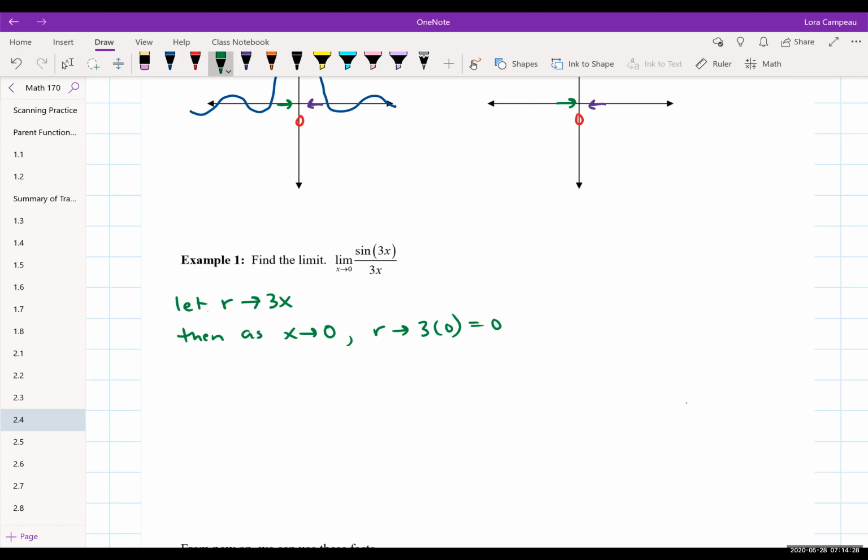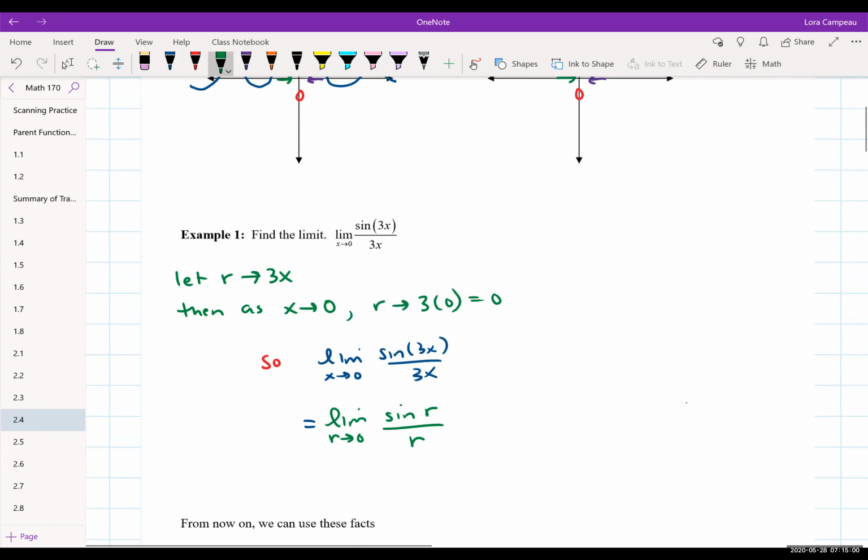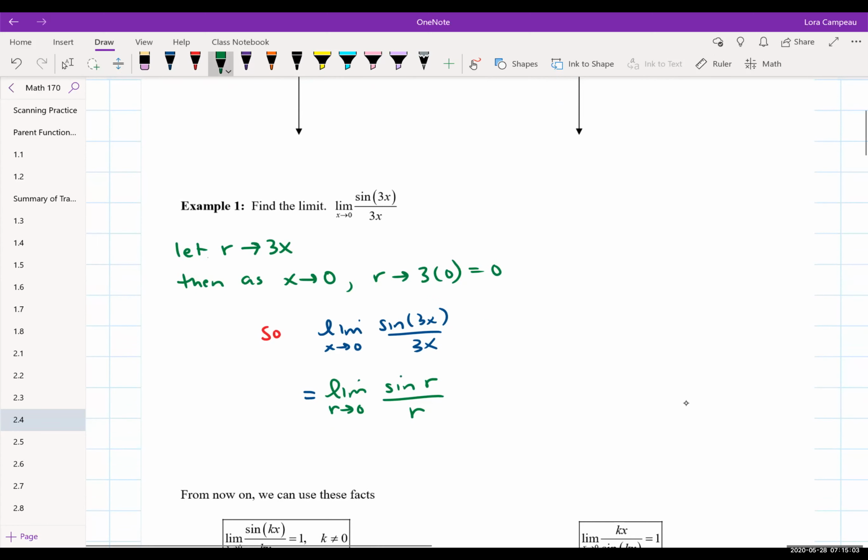So what they end up doing is they rewrite this limit, the limit as x approaches 0 of sine of 3x over 3x. They kind of rewrite it so that we have the same notation, but we have just done a quick change of a variable so that we can apply our useful facts. And this is the fact. You have the sine of x over x, or sine of r over r. If r is approaching 0, then we end up getting a 1.